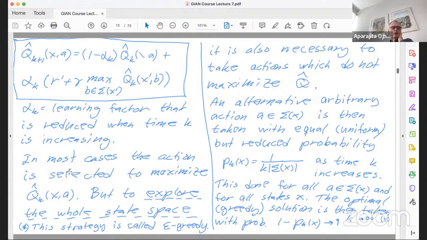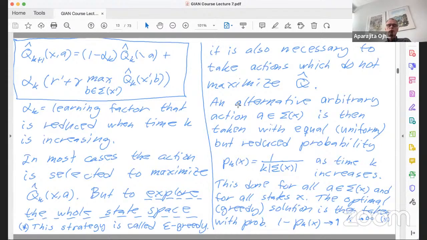Okay, in most cases, the action is selected to maximize the Q hat function, as we have here. But then the problem is that we must also be sure that we explore most of the state space. So to explore the whole state space, there is a strategy called epsilon greedy. And it means that it's also necessary to take actions which do not maximize Q hat.